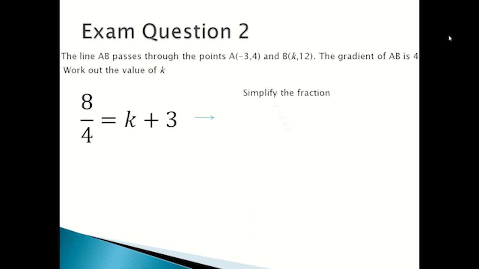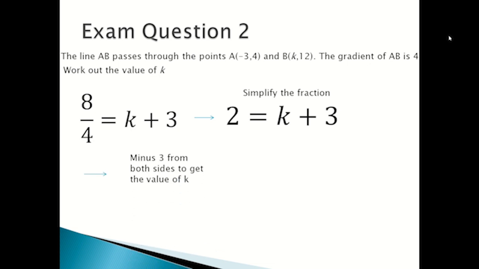Then you simplify the fraction, which becomes 2 equals k plus 3. Then you minus 3 from both sides to get the value of k, and 2 minus 3 equals k, which means that the value of k is -1.